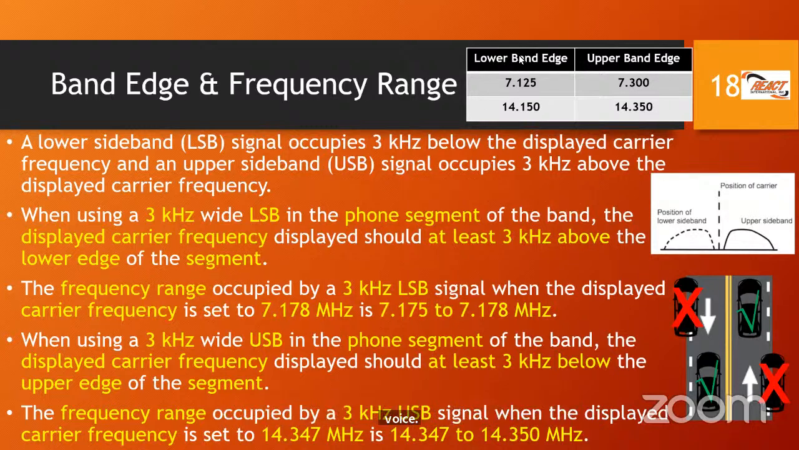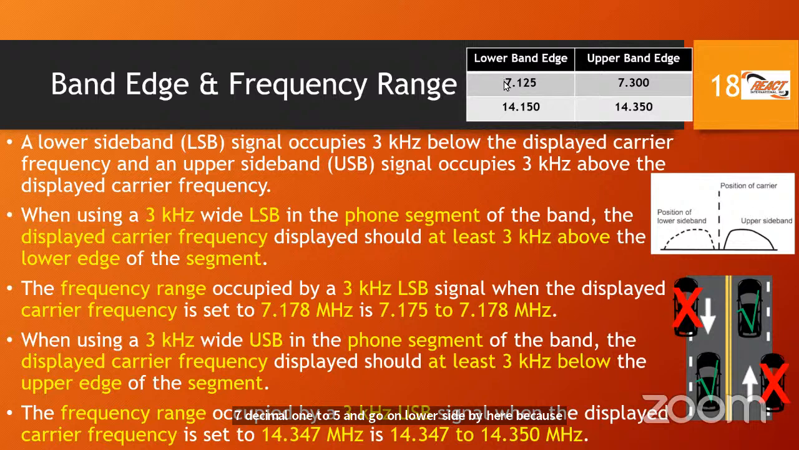So remember, in a band, you have a particular range of frequencies that you can use for voice. So in this case, for example, on this frequency band range, 7.125 to 7.30, that's the valid voice part of the band. So if you're going to operate lower sideband, you need to know that you cannot punch in 7.125 and go on lower sideband here because you will be outside of the band edge for voice, right?